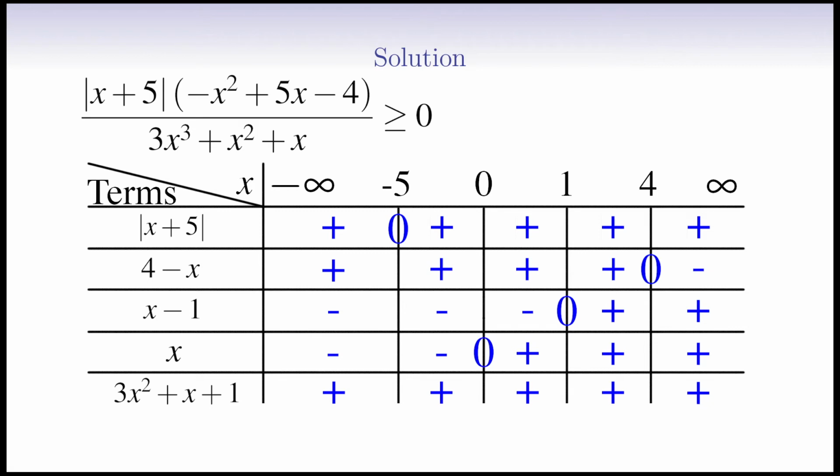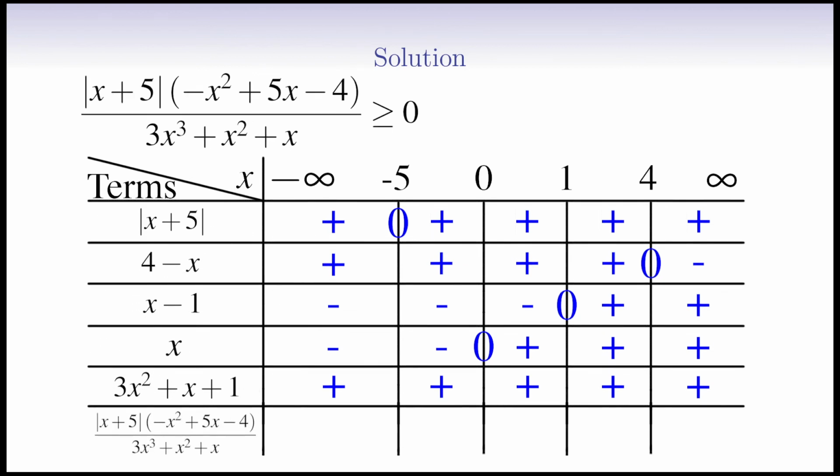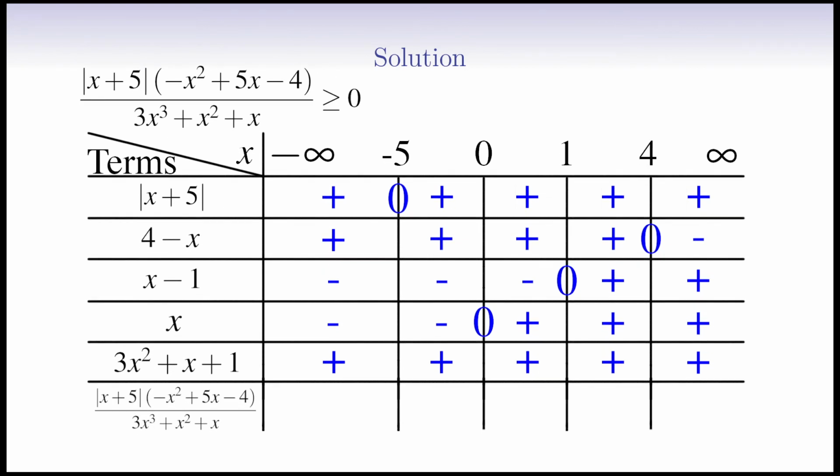Perfect. The sign determination table looks great now, and we're ready to determine the sign of the whole fraction. For this, we add another row at the bottom of the table, and write the whole fraction. Now, we use the product sign rule. Consider the product or division of several terms. If the number of negative terms is odd, then the result is negative, and if the number of negative terms is even, then the result is positive.